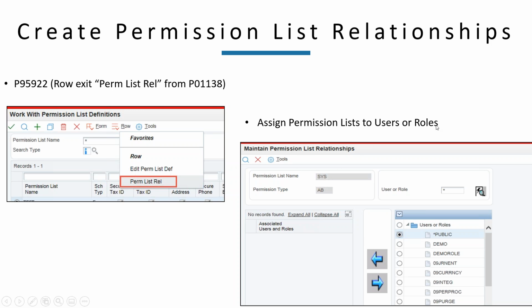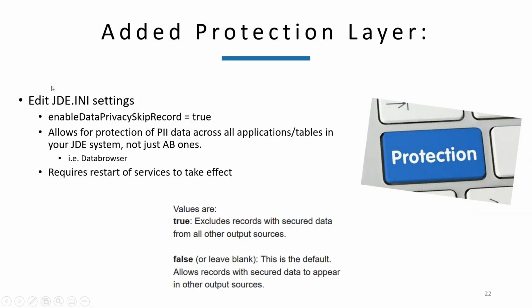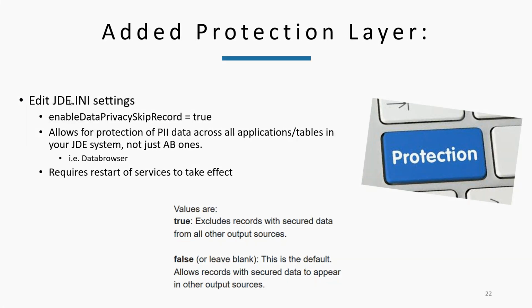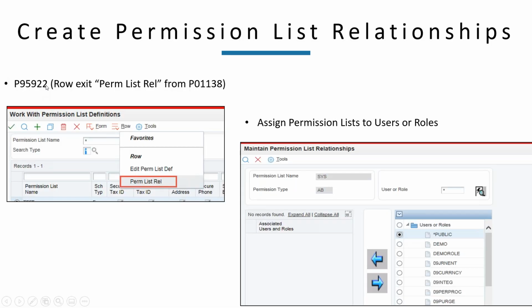This screen here should look pretty familiar. If you're familiar with JDE programs, let's go to previous here. 95921 is the user role relationships. 95922 is just the relationships for the permission list. It looks very similar to JDE functionality for the 95921.